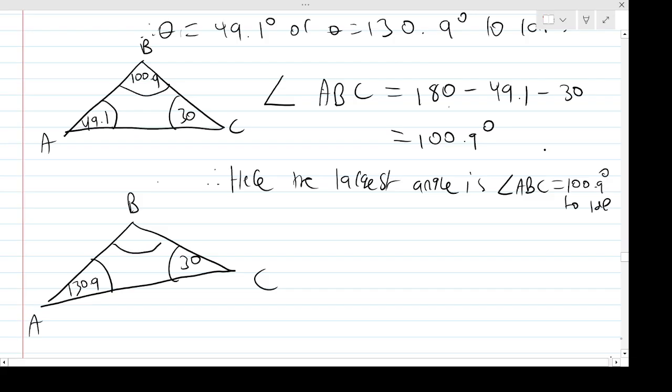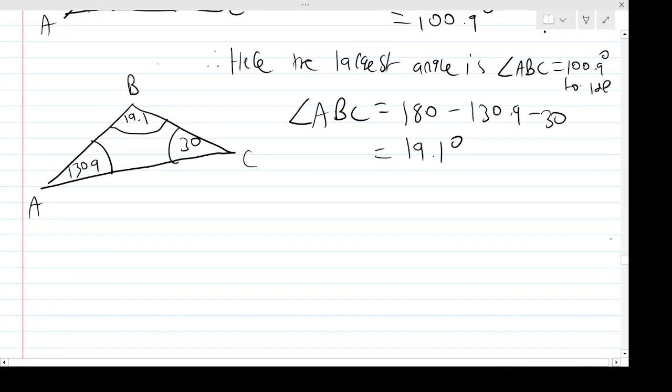So then again, well, actually, you should probably spot that this 130 is going to be the bigger angle. I don't really need to compute that, but I can do it if I want to just cover all my bases, be very thorough. Well, this angle ABC, the angle at B, is again 180 take away these two angles, which is 130.9 and 30. If I do 180 take away those two angles, I get 19.1 degrees.